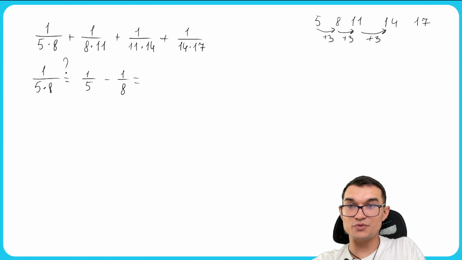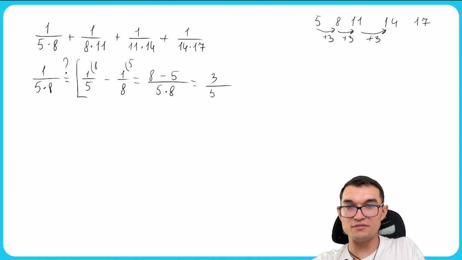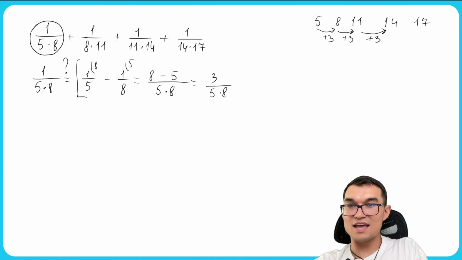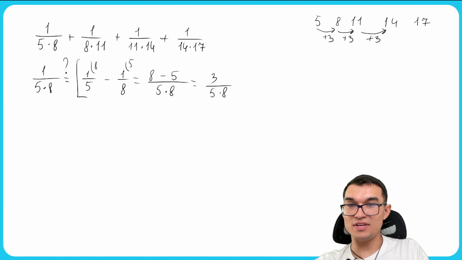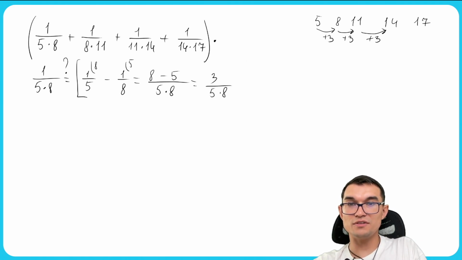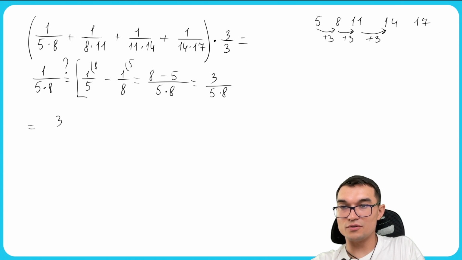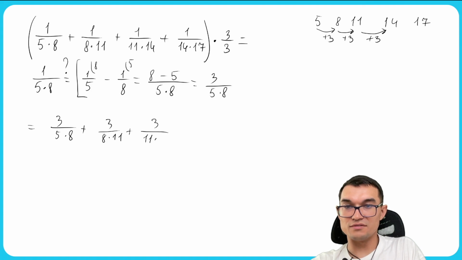Let's prove that. Actually, we just can calculate that. 1/5 minus 1/8. Let's find the common denominator. So we multiply this by 8 and this by 5, and we have 8 minus 5 over 5 times 8, which is equal to 3 over 5 times 8. So this fraction isn't actually the difference between these two fractions. But if I multiply and divide it by 3, then nothing changes for that problem. So if I do that, then I have 3 over 5 times 8 plus 3 over 8 times 11 plus 3 over 11 times 14 plus 3 over 14 times 17, which is multiplied by 1/3.